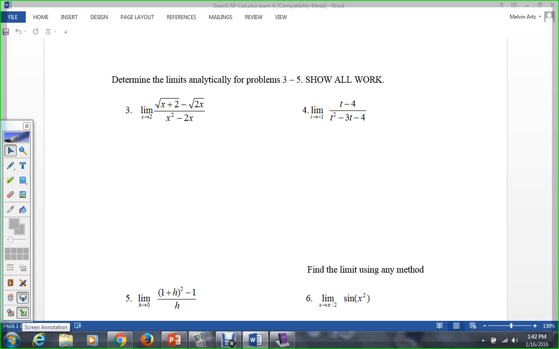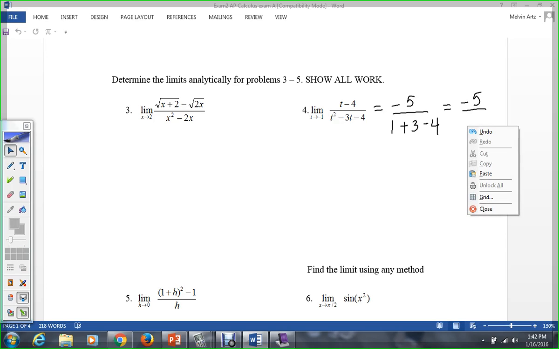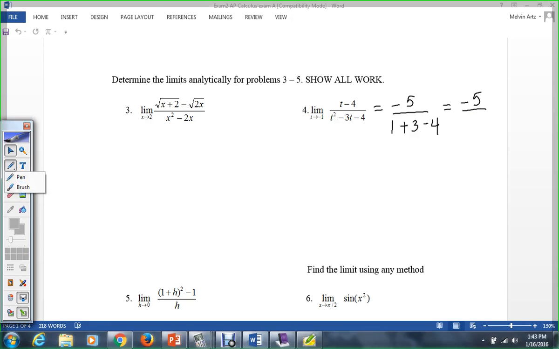Okay, number 4. If we use direct substitution, we would get -5 all over -1 squared is 1, plus 3 minus 4. So we get -5, and we get 0 in the denominator. Now that would tell us that we get -5 over 0. So this limit does not exist because we're getting -5 over 0. So this does not exist.